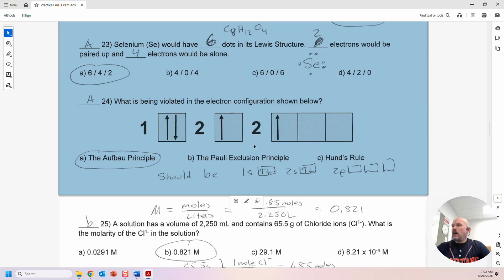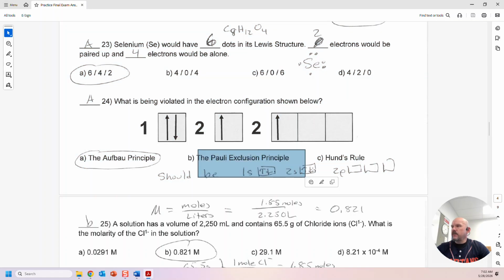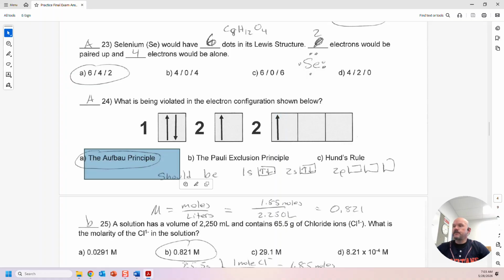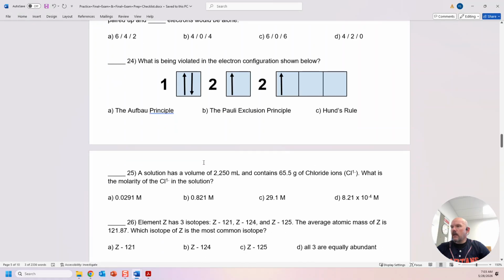A lot of people are going to think it's the Pauli exclusion principle or Hund's rule, okay? But the real one here is the Aufbau principle, because this electron in the 2p should be here. It should be 2s2 instead of 2s1. This electron is in a slightly higher energy sublevel than what it should be. So remember, the Aufbau principle says the electrons have to be in the lowest possible energy levels and sublevels before they go to the next energy level. So this electron should be here, and it should be a down arrow. But the rule that's being broken is the Aufbau principle. Okay, so let's go back to the test.